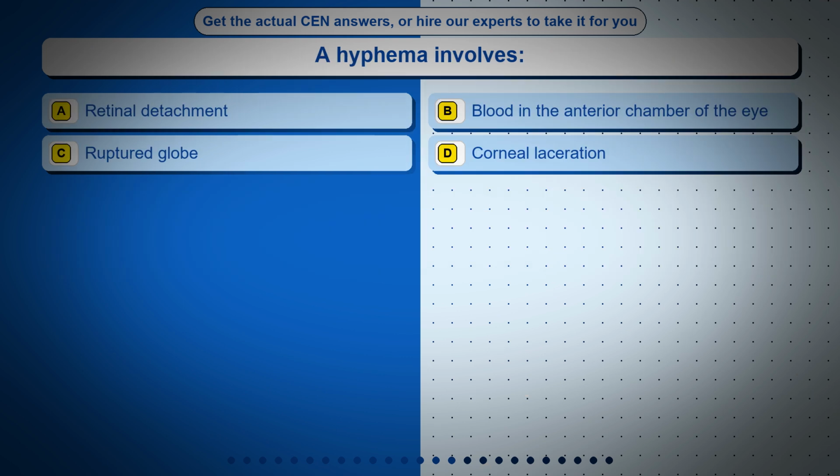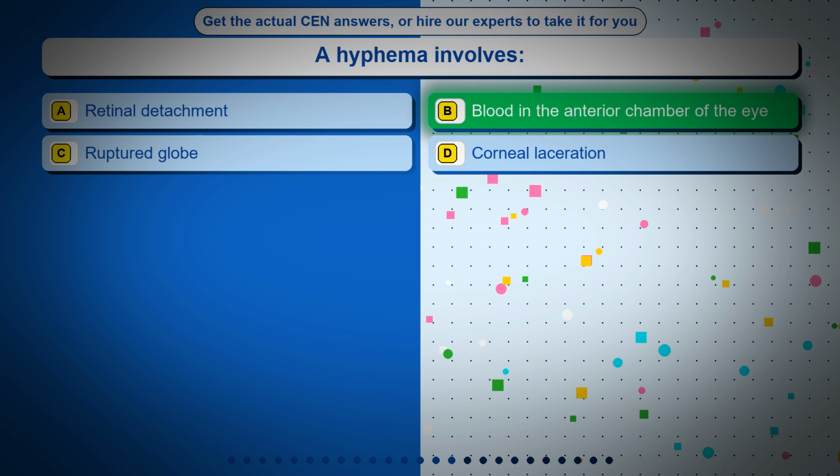Question 15. A hyphema involves: Option A, retinal detachment. Option B, blood in the anterior chamber of the eye. Option C, ruptured globe. Option D, corneal laceration. The correct answer is option B, blood in the anterior chamber of the eye.